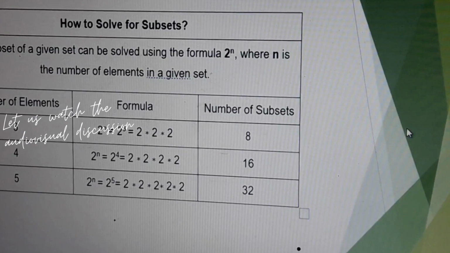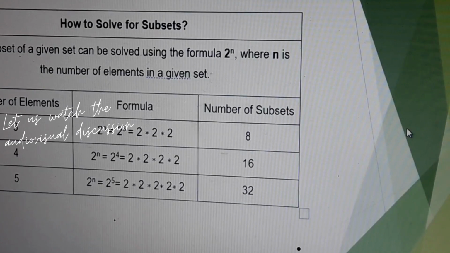Now, let's have the formula for solving the subsets. The number of subsets of a given set can be solved using the formula 2 to the power of n, where n is the cardinality, or the number of elements in the given set.